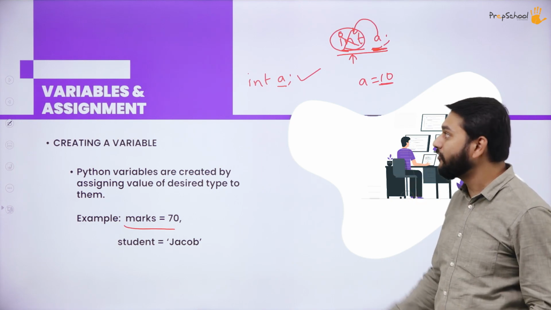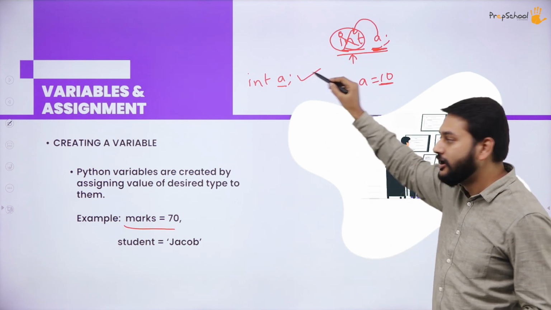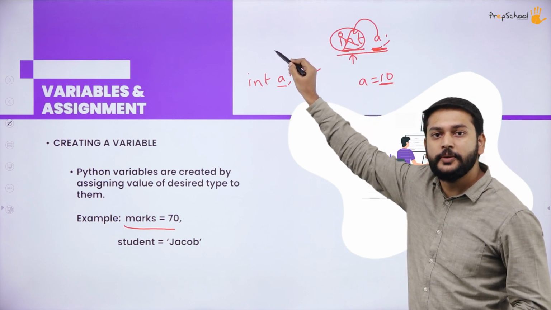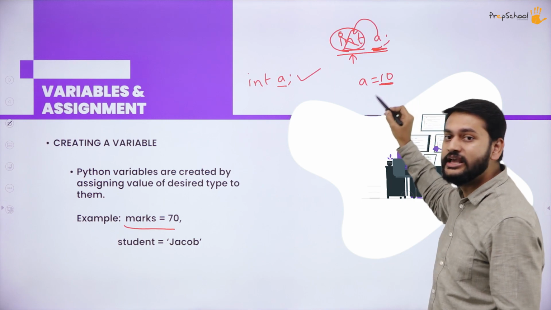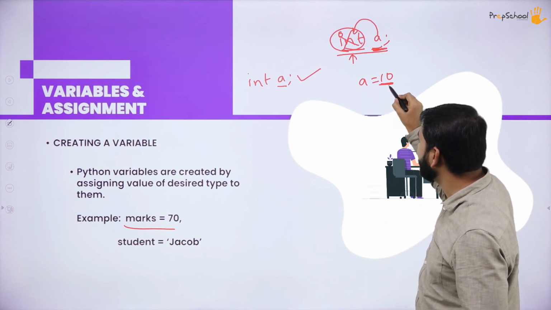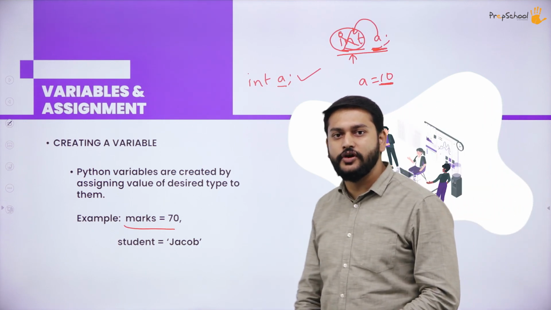In all other programming languages, I explained, I took the same example. You will be storing this 10 in that particular memory place. But in Python, I'm not storing this 10. Instead, I'm storing the reference to this 10.